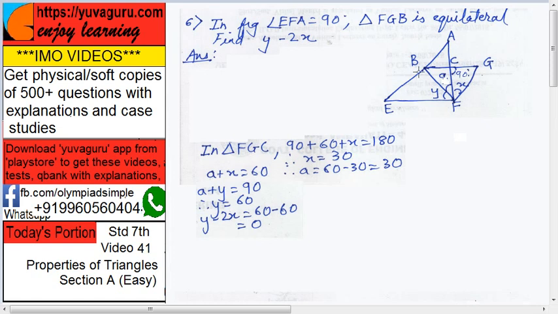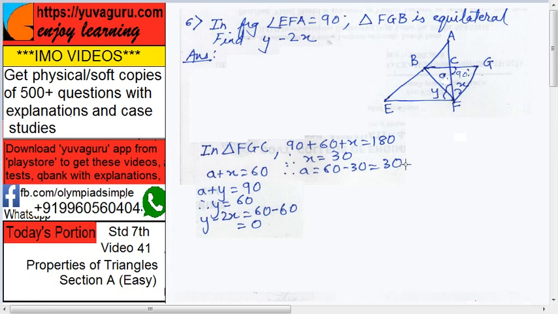Now this angle BFG equals 60 because it is an equilateral triangle. So what is BFG? A plus x. This is A and this is x. So A plus x equals 60. So we get A then: A equals 60 minus x. Take x on this side. x we have already got, 30. So 60 minus 30 is 30.